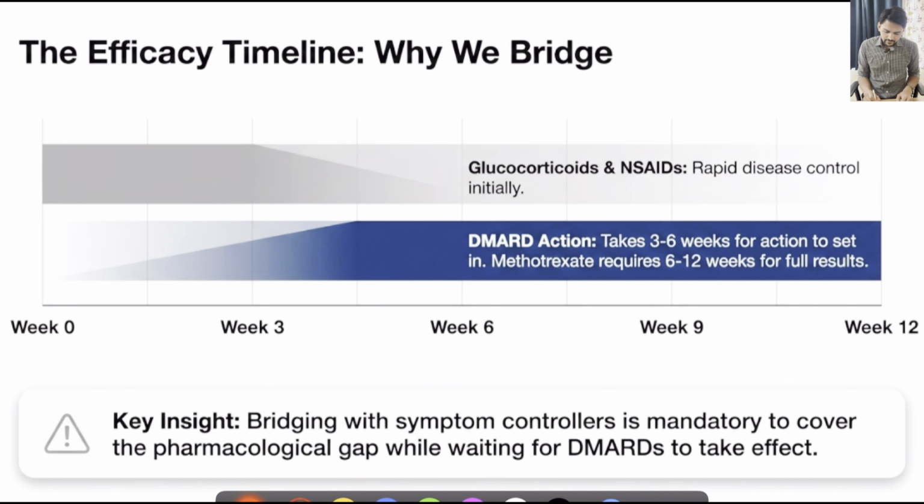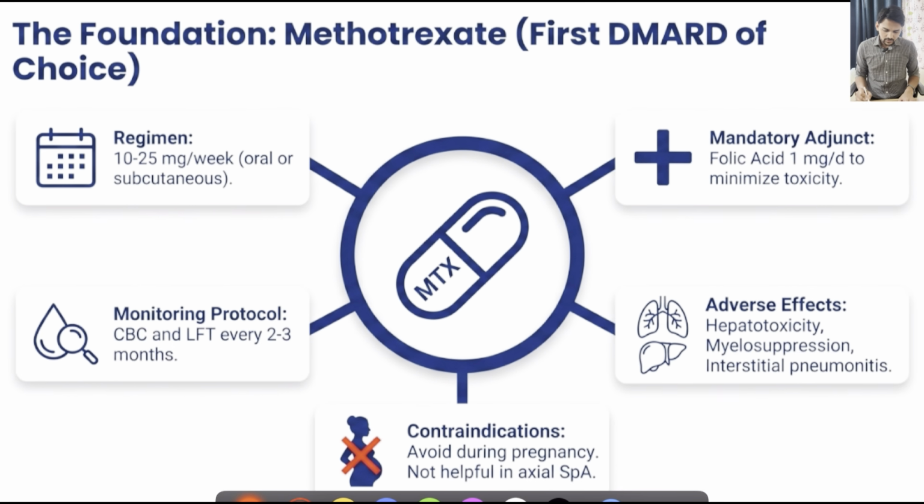So this thing I have mentioned. Initially, for rapid disease control or symptomatic treatment, we can take the help of these 2 groups. But the important therapy is the disease modifying agents. But only drawback is they will take minimum 3 to 6 weeks for the action to set in. So till then, we should take the help of the symptomatic therapy to cover that pharmacological gap.